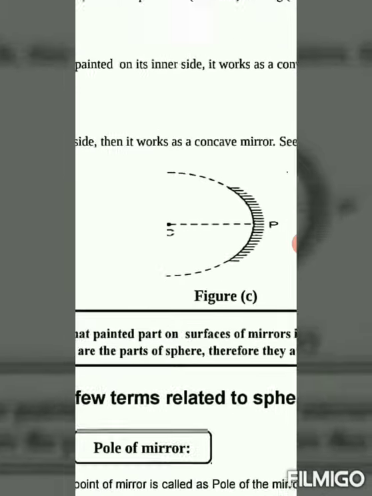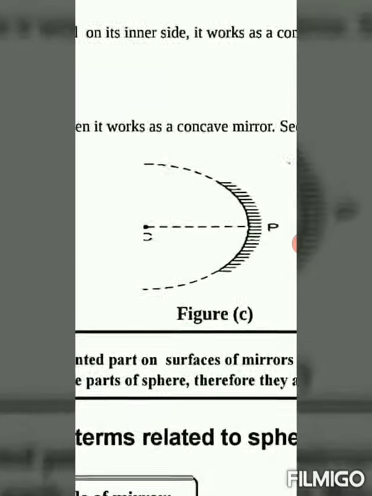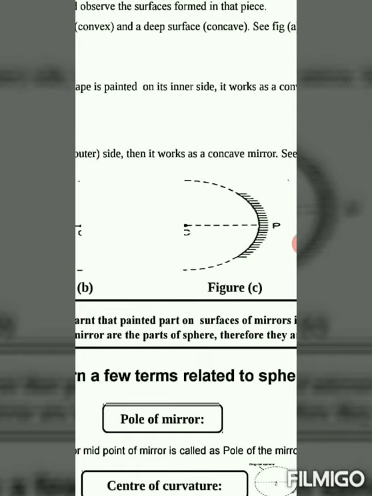And in figure C, what is it? To the side of the P, you have dotted lines. What do these dotted lines mean? It is the non-reflected surface, and the inner portion should be the reflected surface. It is now a concave mirror. So this is the main difference between the concave and convex.